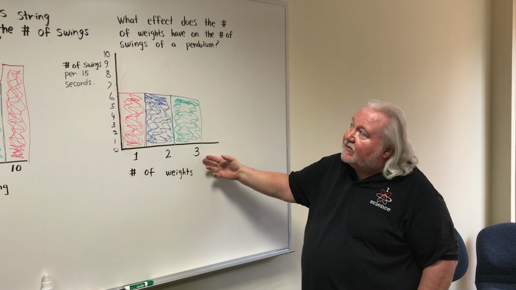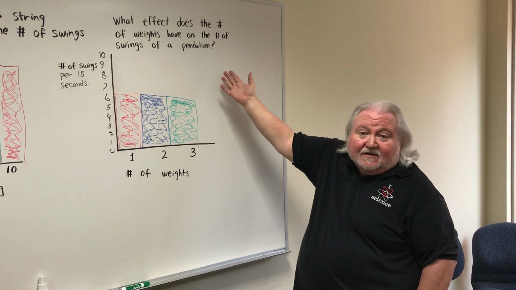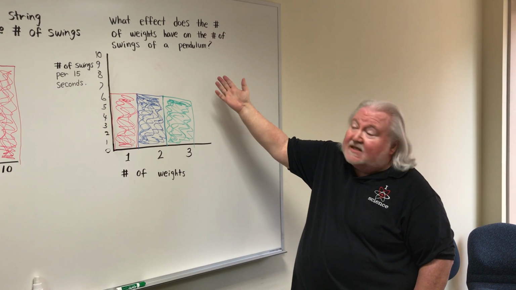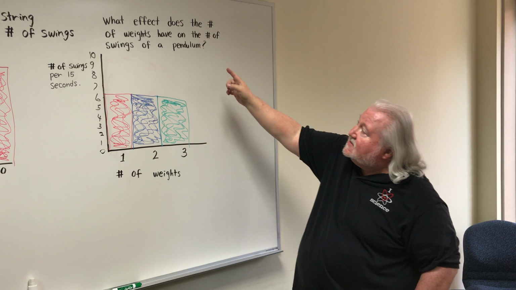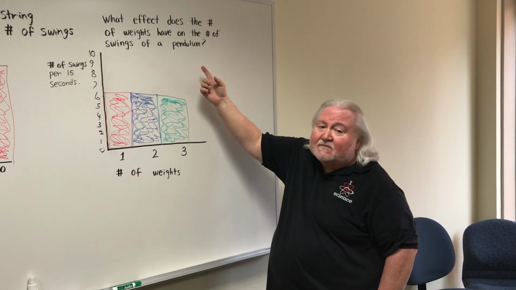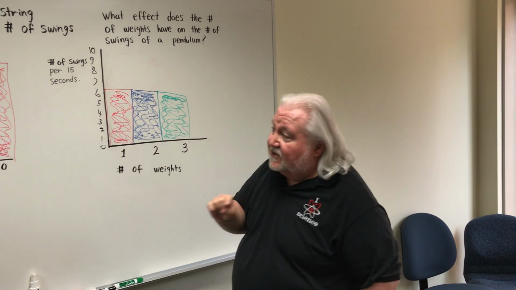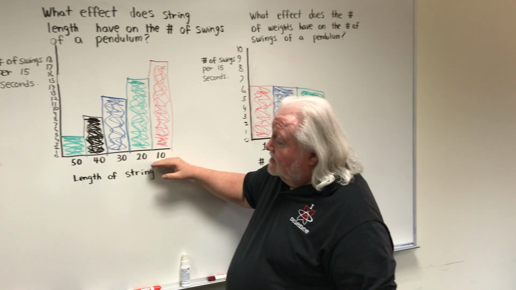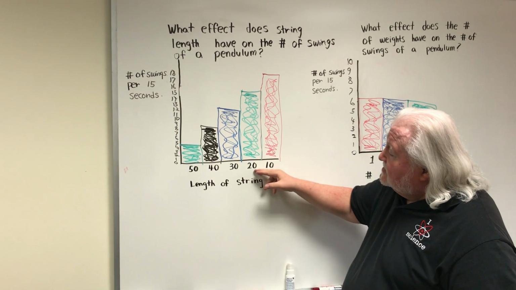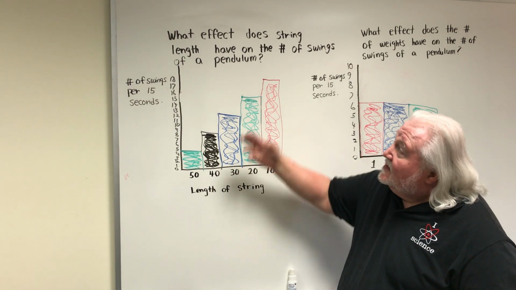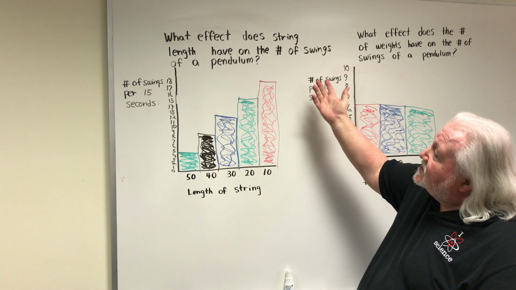1 weight, 2 weights, 3 weights. You got a really good title here. It identifies the independent variable, the number of weights, and the number of swings of a pendulum, the dependent variable. String length. Look at this. 50, 40, 30, 20, 10. What effect does string length have on the number of swings of a pendulum?